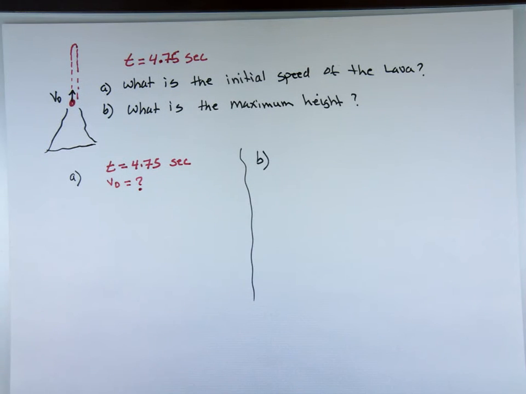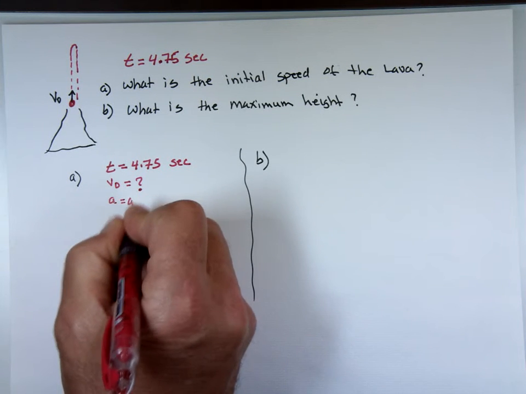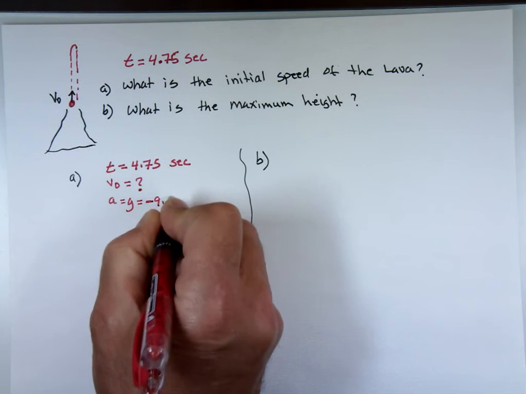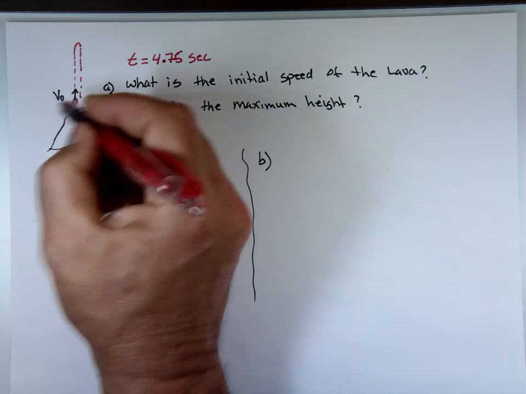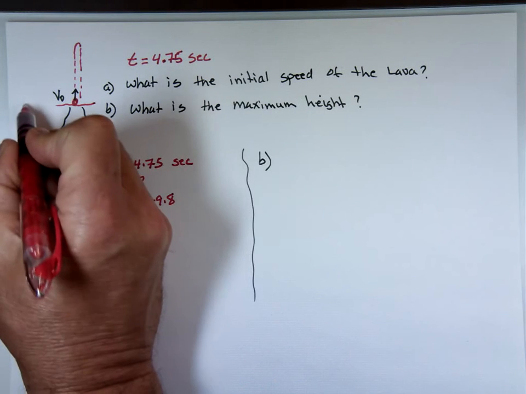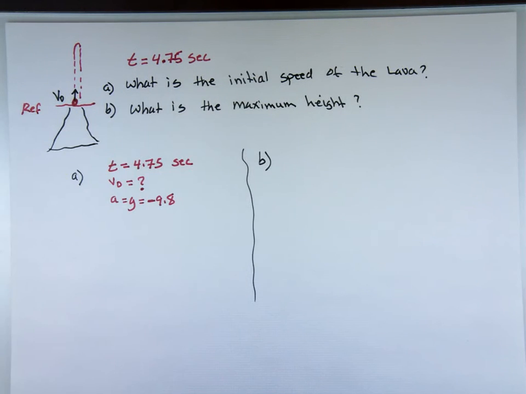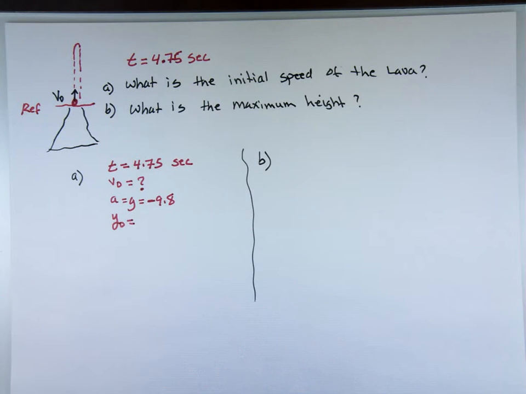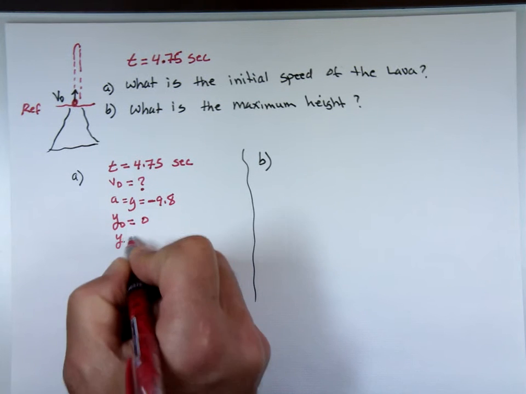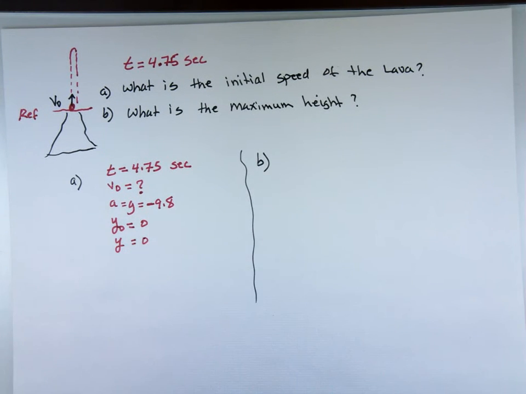What else do we know? There's other stuff that we know wasn't given to us. Acceleration, gravity: negative 9.8. Let's use the edge of that mountain as reference. What was the initial height of the lava when it left? 0. What was the final height when it came back? 0, because it went and it came back.